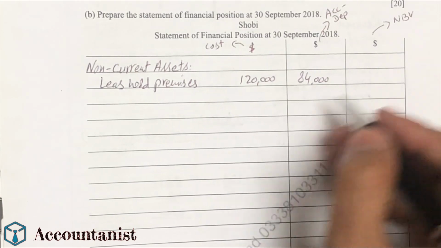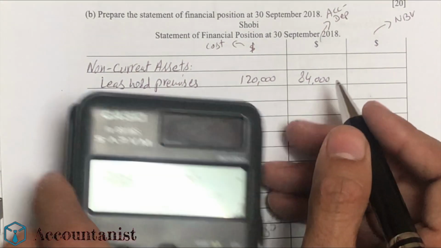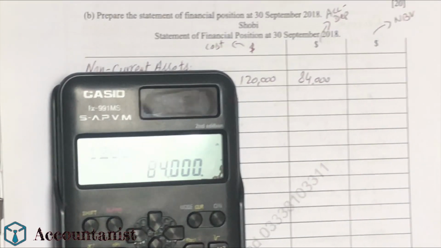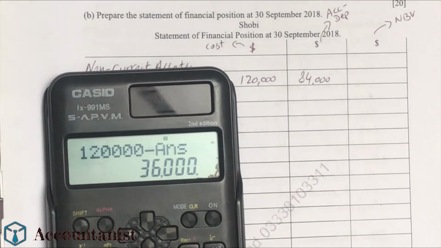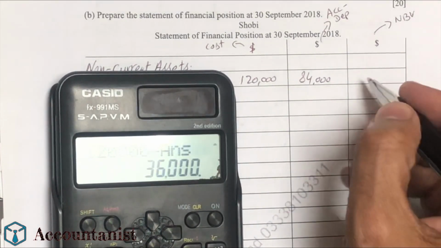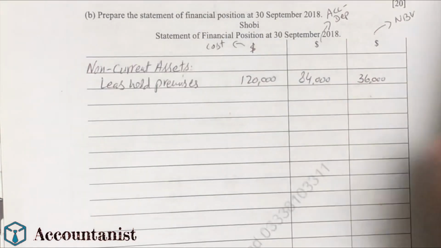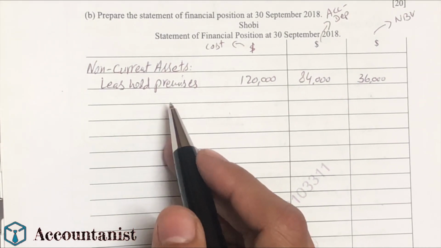Now in the next column, the net book value, we need to deduct this 84,000 from 120,000, and that will give us the net book value figure. So 120,000 less 84,000 will give us 36,000. That's how we need to present our non-current assets. So leasehold premises is done.